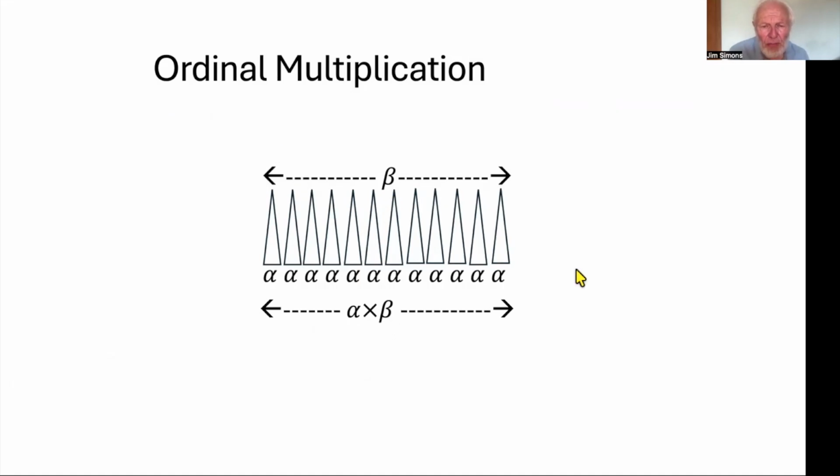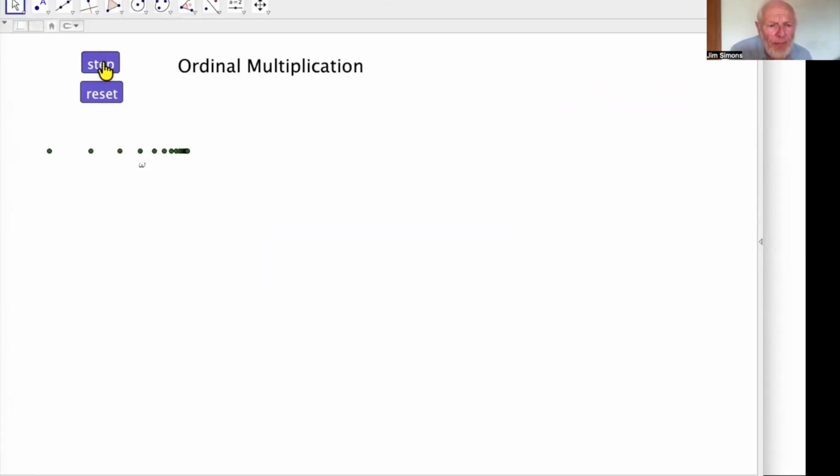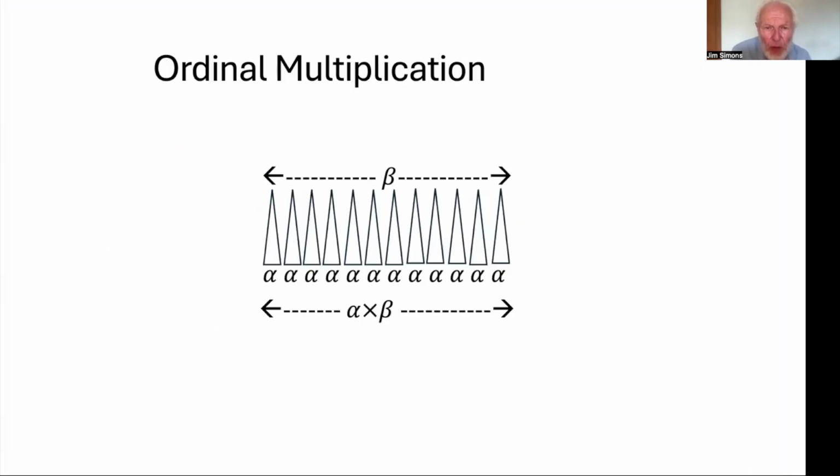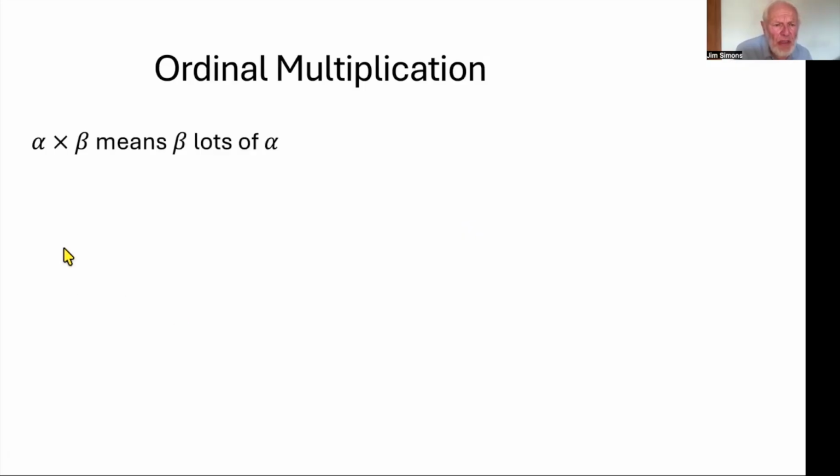Okay, so let's look at some examples of that. So here's omega. And here's omega times 3. So that's just 3 lots of omega. Boom, boom, boom. There we go. We've met that one before, haven't we? Now, what about 3 times omega? Well, that's omega lots of 3. So we just have this arrangement of 3 dots. Well, that's just omega again, isn't it? Because you can line it up, that one, that one, that one, and so on. So that's just omega. So again, multiplication is not commutative. Let's summarize where we've got to on that. So alpha times beta means beta lots of alpha.